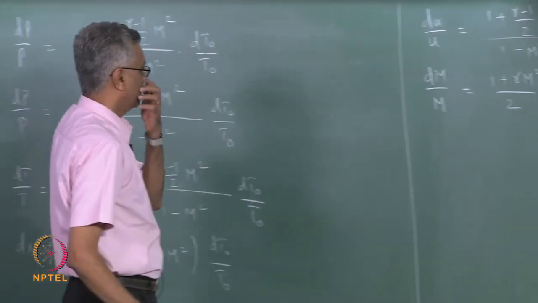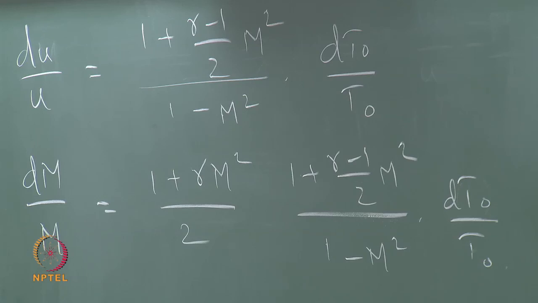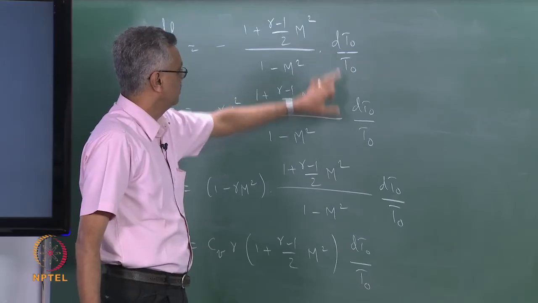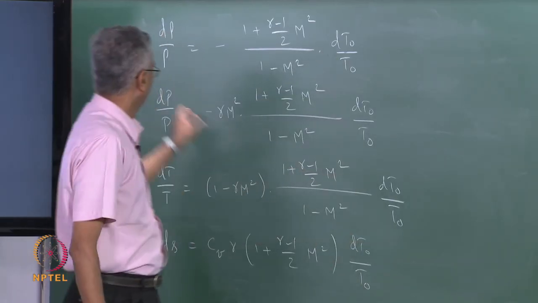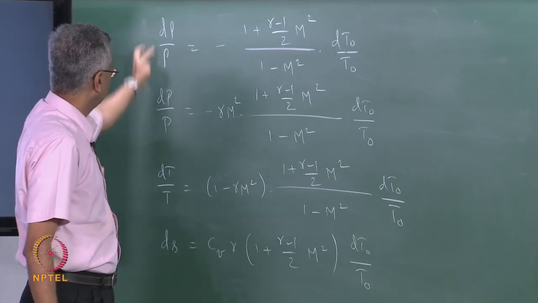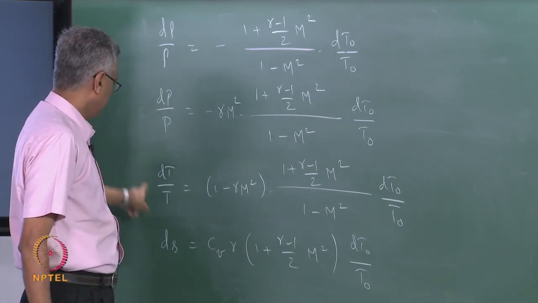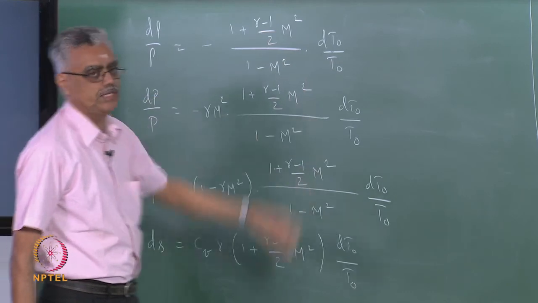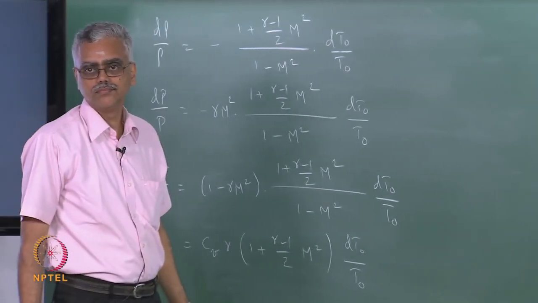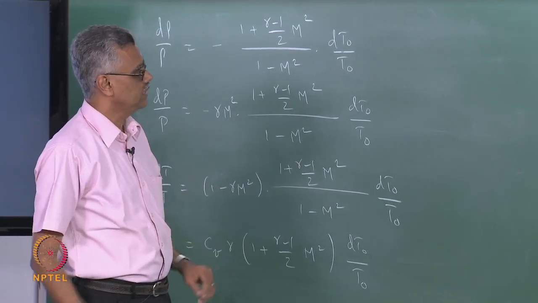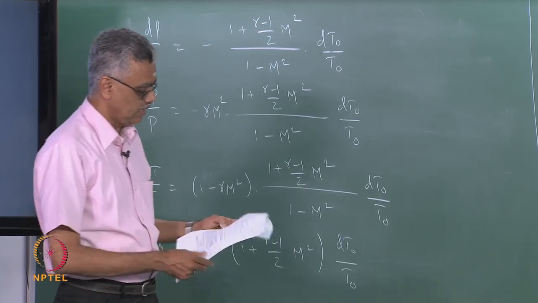Now the equations are in the form in which I want them. I can calculate for a given addition of heat delta Q, I can calculate change in density, I can calculate change in pressure, change in temperature, entropy, velocity and Mach number. Okay. So, this is exactly in the form in which I want these equations.